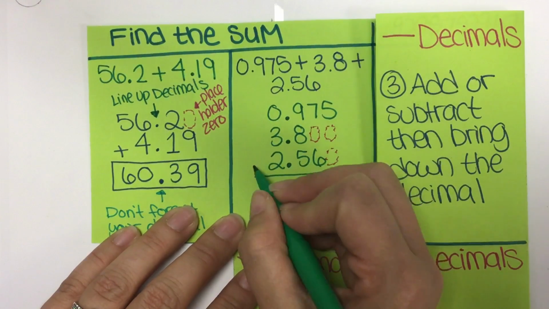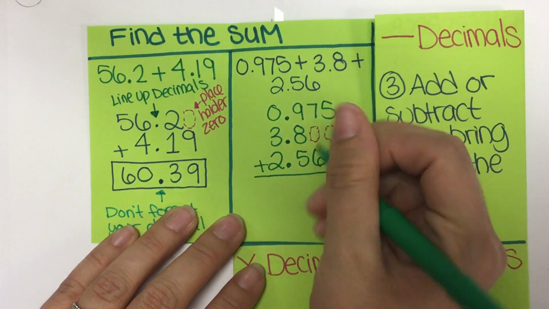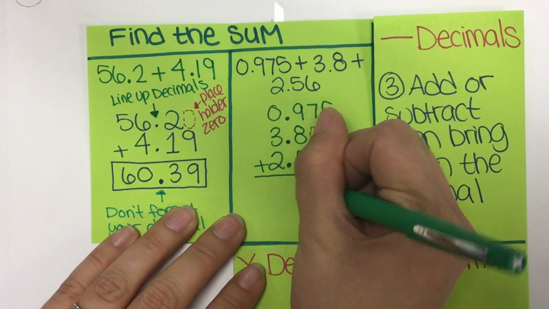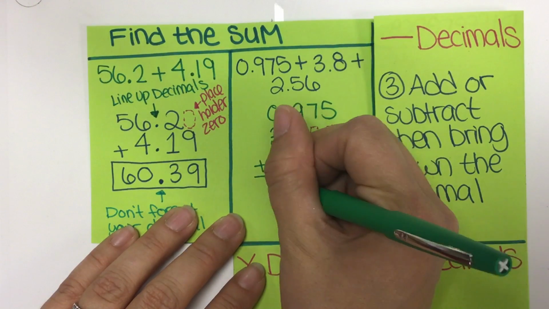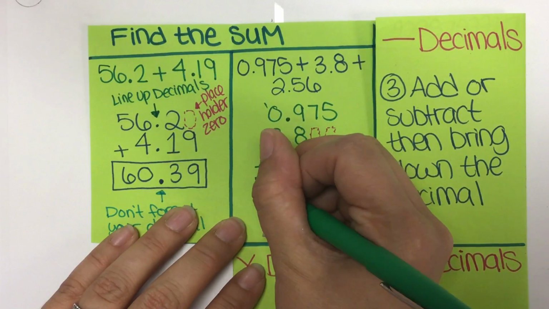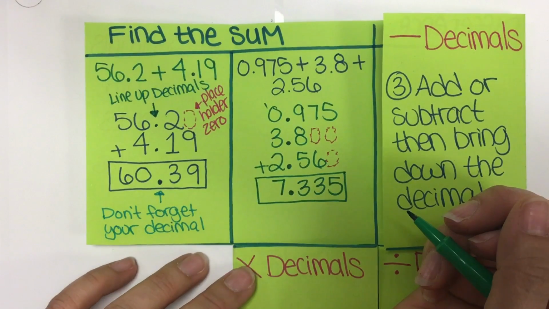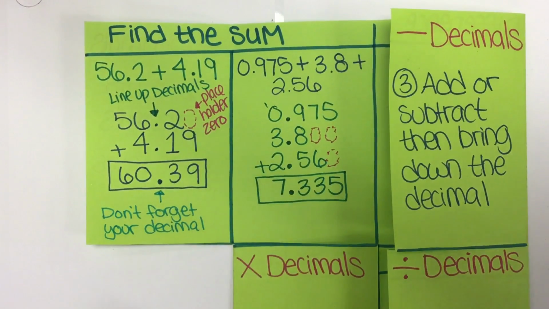And then you just need to add it and bring that decimal down. So this is going to be 5, 3, 3. Bring that decimal down, and because you borrowed that one, that's a 7. And that is your answer. Get caught up. Feel free to pause, but try to go as quickly as possible.